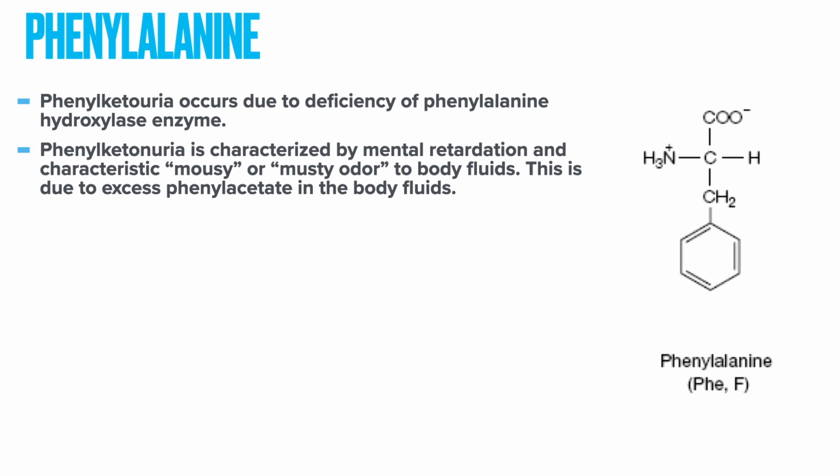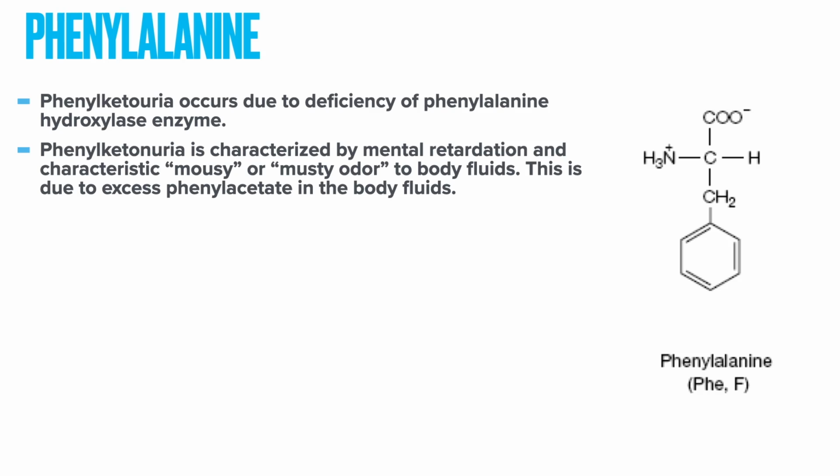What happens in this disease? Phenylketonuria patients will have mental retardation, they will have neurological issues, there can be hypopigmentation, and most importantly phenylalanine derivatives, phenylketones, will be elevated in the body fluids, and one of the phenylketones is phenyl acetate, and this phenyl acetate has a characteristic mousy or musty odor to body fluids. That's one of the things that you've got to remember there.